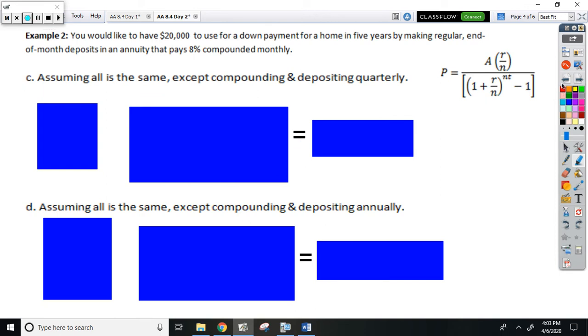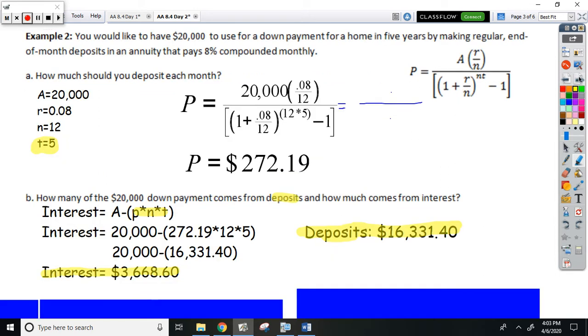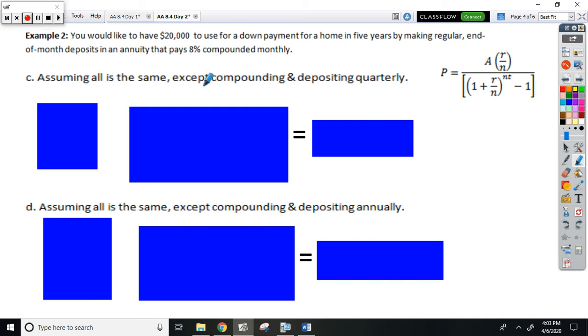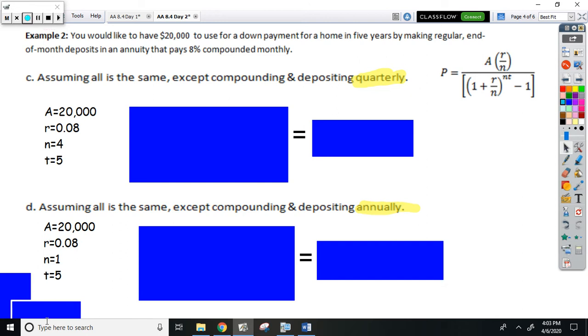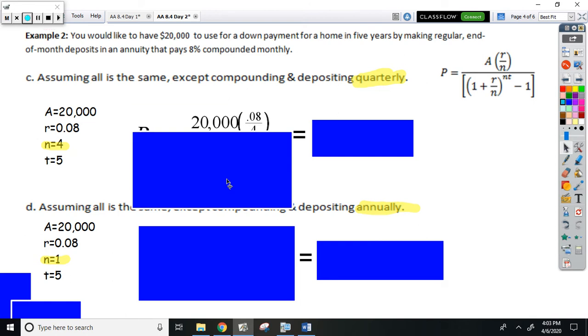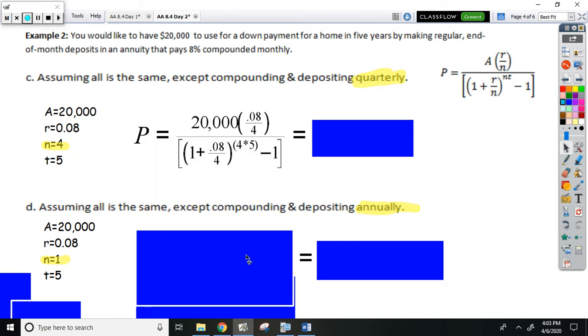Part C and D is just continuing that same question from the top. Assuming everything stays the same except we are compounding and depositing quarterly, how many times a year would quarterly be? 4. So A, R, and T stay the same, but N changes to 4. And part D, assuming all the same except compounding and depositing annually. Annually means that you're compounding how often? Just once, 1 time a year. So in this case, N would be 1. So the formula from the last one is going to stay exactly the same except for the N value.